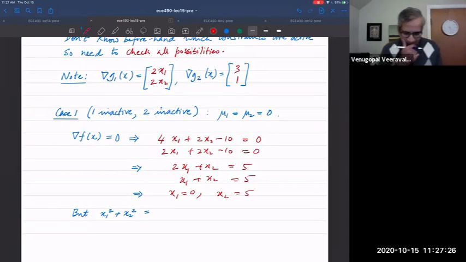Okay, good. So we need to now see if this is actually a valid solution. So can both constraints be inactive? That's the question. So let's plug in. This choice of x has to meet the constraints. Of course, not just meet the constraints, but it also has to meet the complementary slackness condition. But let's check the constraint first.